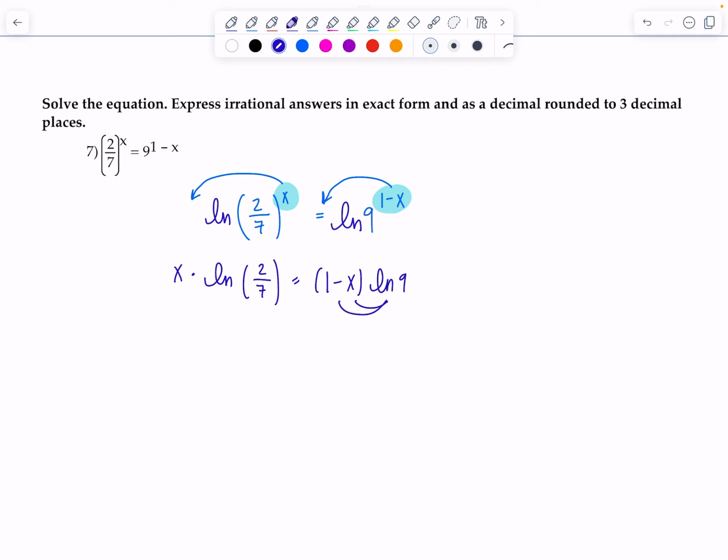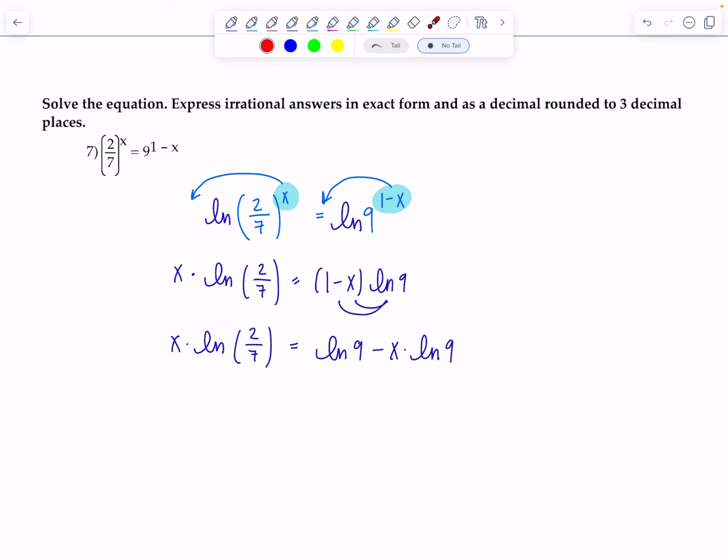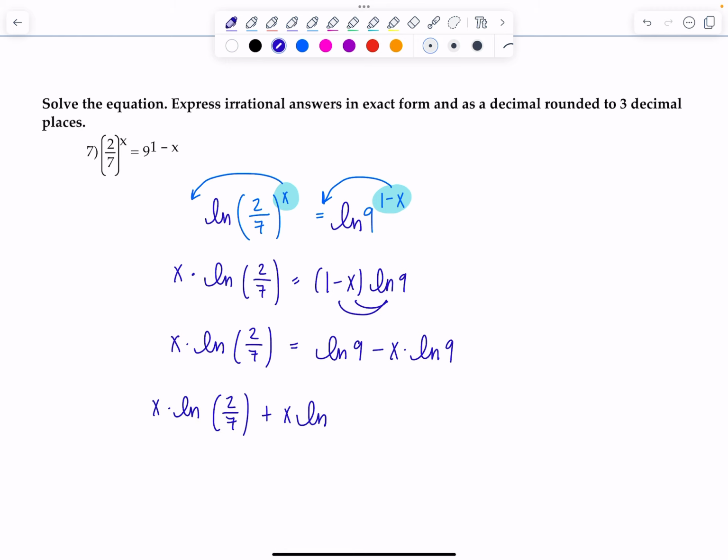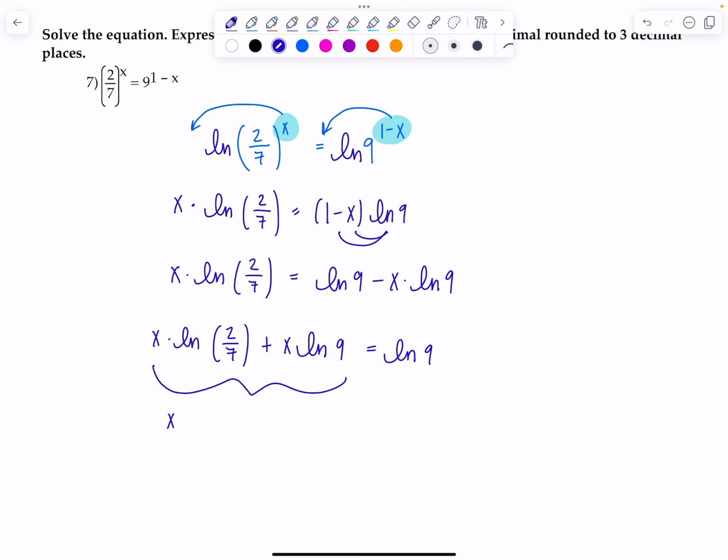And ln of 9 is just a number, so distribute it through. x times ln 2/7 equals ln of 9 minus x times ln of 9. This is so similar to the previous problem with the inverse because we're trying to solve for x. I have an x here and an x here, so they need to be on the same side of the equation so I can do that same factoring maneuver. So x ln 2/7 plus x ln 9 equals ln 9. We factor the x out, and then you have ln 2/7 plus ln of 9.